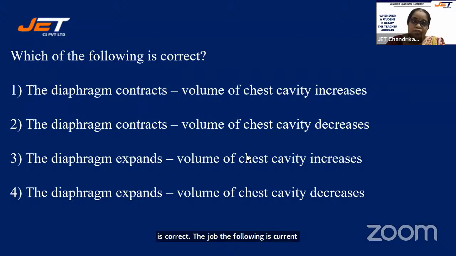The diaphragm contracts, volume of chest cavity increases. The diaphragm contracts, volume of chest cavity decreases. The diaphragm expands, volume of chest cavity increases. The diaphragm expands, volume of chest cavity decreases. Which one is correct?